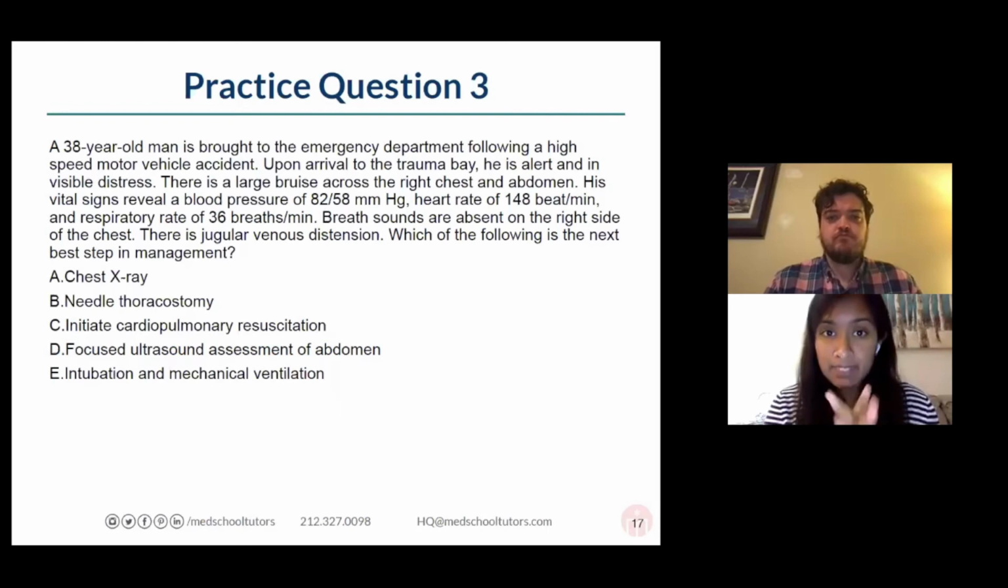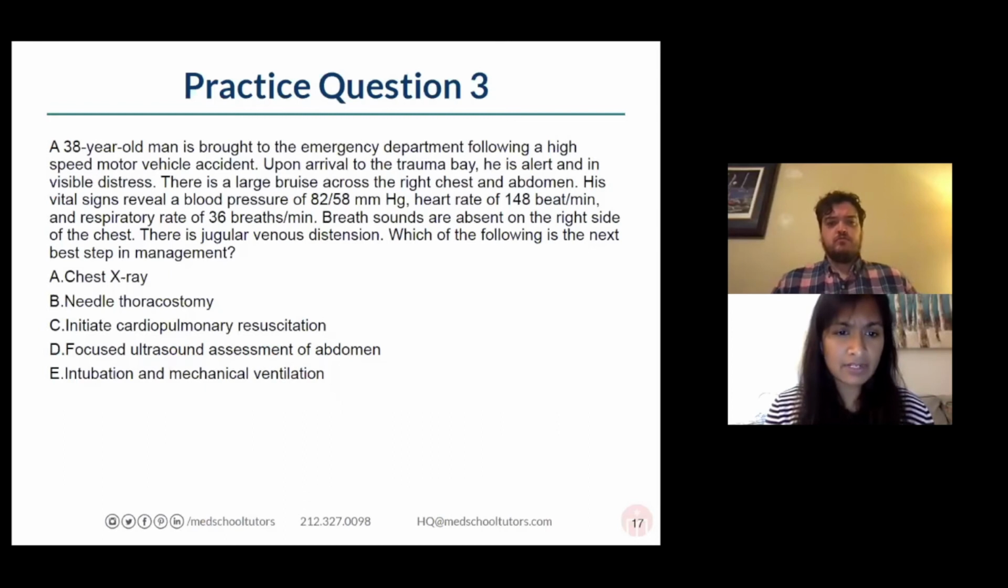So because he is very sick, do we have time for diagnostics? No, right? So cross out anything that has anything to do with diagnosis. Chest x-ray, no thank you. And then needle thoracostomy, we'll come back to that. CPR, we'll come back to that. FAST, no time for diagnostics. Intubation, mechanical ventilation, we'll come back to that. Okay, so now we are looking at needle, CPR, and intubation, right?